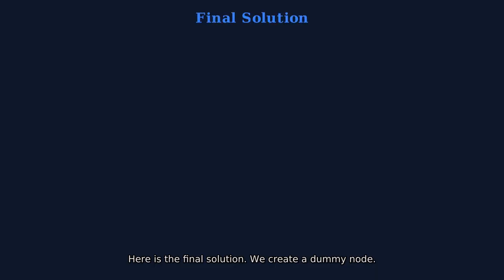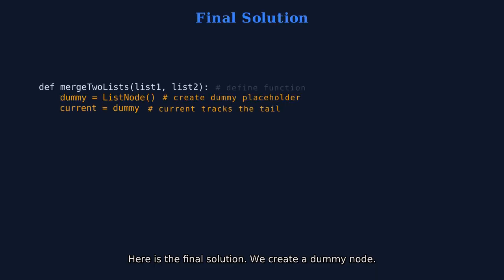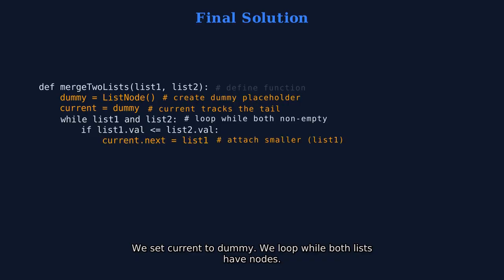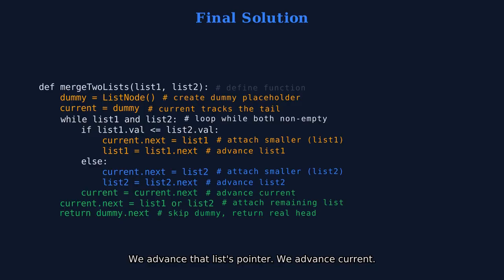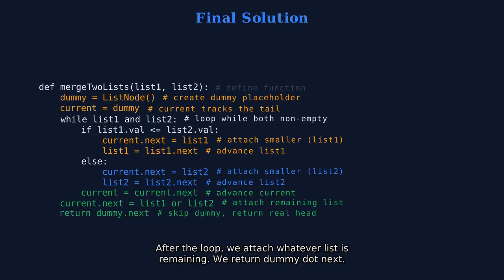Here is the final solution. We create a dummy node. We set current to dummy. We loop while both lists have nodes. We compare. We attach the smaller one. We advance that list's pointer. We advance current. After the loop, we attach whatever list is remaining.